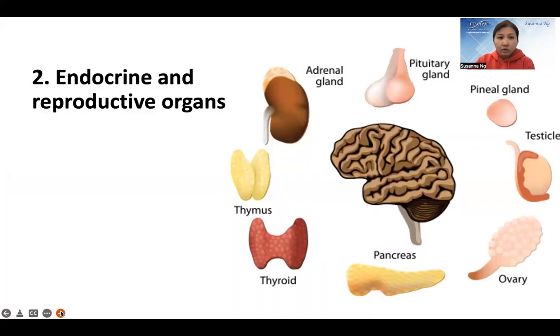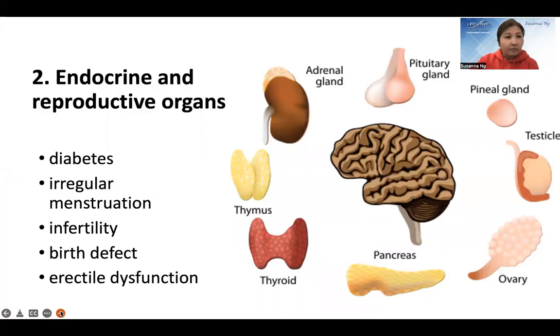So also the endocrine system and the reproductive organs will be affected by obesity, with problems like diabetes, irregular menstruation, infertility, birth defects, and also erectile dysfunction. Our obesity also will affect our organs and our tissue.